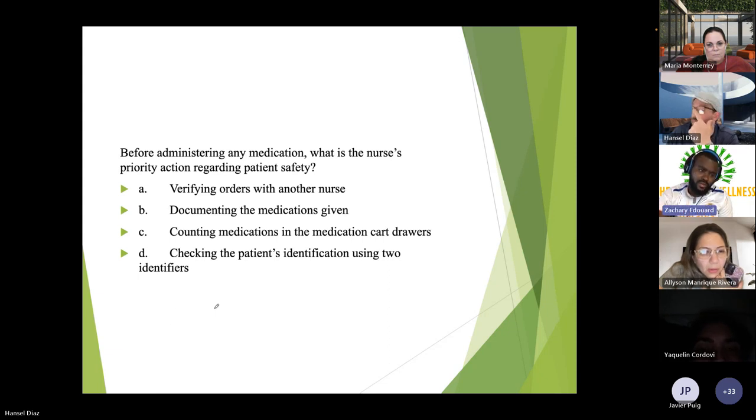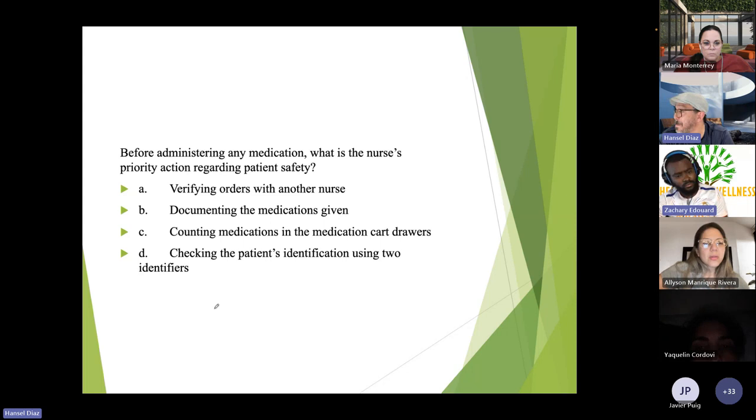Checking the patient identification. We have to make sure this is the correct patient. How many identifiers do you use? Two, minimum, right? Yes. And you check the 9 rights of patient medication administration, because we're up to 9 rights now. It used to be 6 rights.